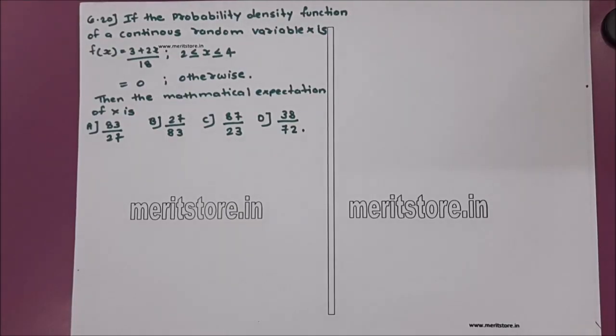Question 20. If the probability density function of a continuous random variable is fx equal to 3 plus 2x upon 18, where x is greater than or equal to 2 and less than or equal to 4, and 0 otherwise, then the mathematical expectation of x is: option A 83 by 27, B 27 by 83, C 27 by 23 and D 38 by 72.